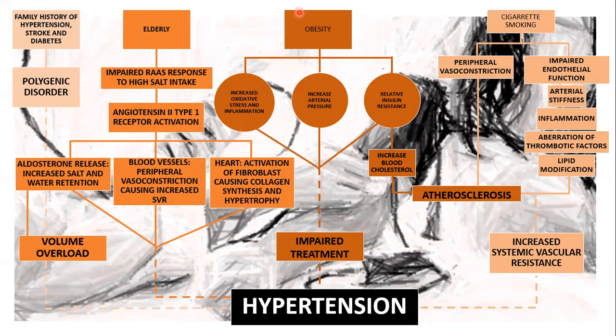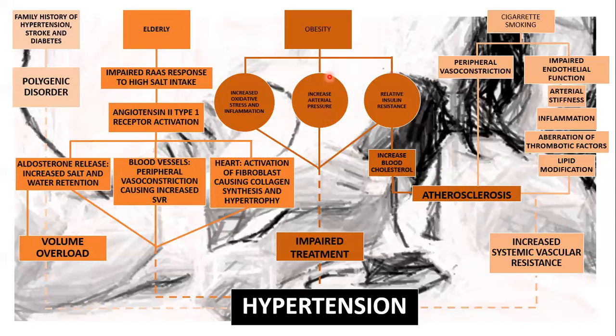As for obesity, there are three things related to it. First, the increased oxidative stress and inflammation, and the increase in arterial pressure brought about by the increase in sodium intake, causing an activation of neural, endocrine, or paracrine mechanisms, leading to sodium and chloride retention. And pressure natriuresis would occur, thus leading to an increase in arterial pressure.